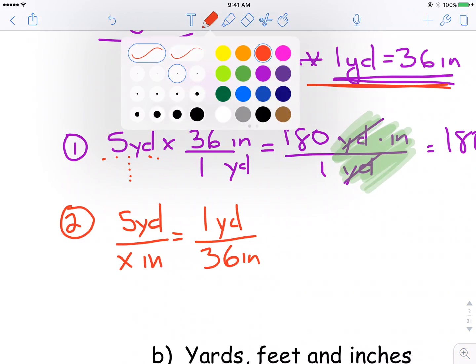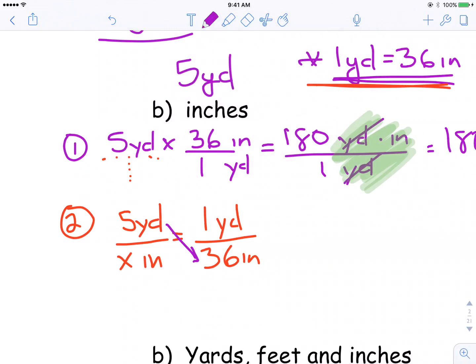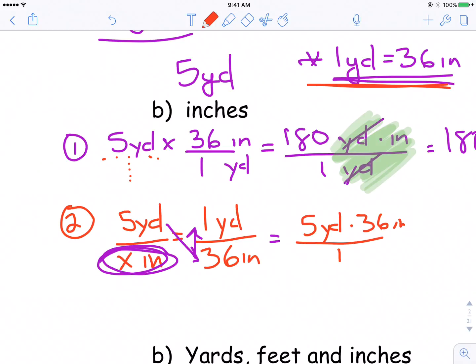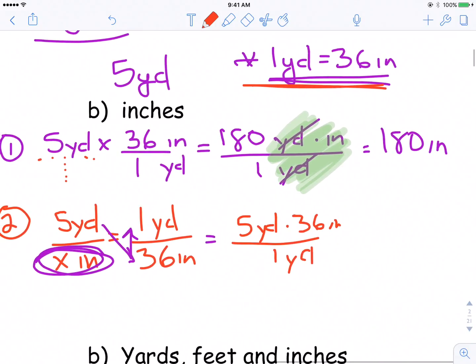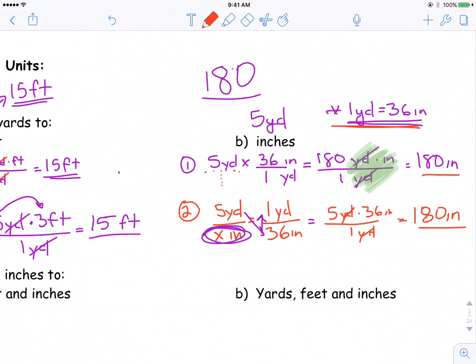And then I cross multiply, divide. Cross the two numbers that multiply together, divide by the remaining number, which leaves me with this variable left over. That will leave me with 5 yards times 36 inches divided by 1 yard. That's supposed to be a 1 yard. My yards will cancel, and I'm left with 5 times 36 again, which is 180 inches. Okay. So 2 different ways to get to the same place.